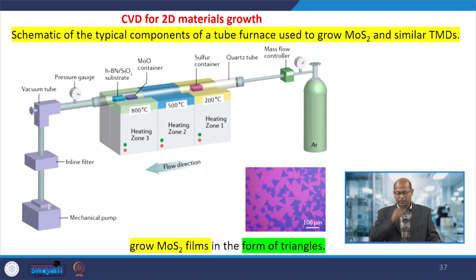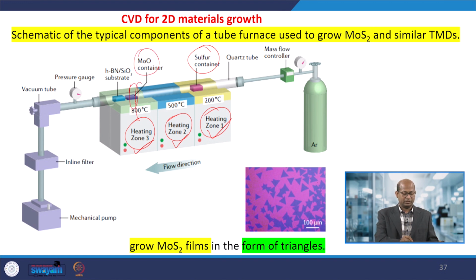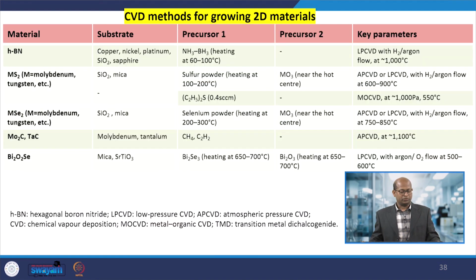So here is the basic diagram. In the CVD process there may be multiple heating zones: heating zone 1, heating zone 2, heating zone 3, and the individual zones can be controlled using controllers. Sulfur may be placed in the low temperature heating zone, and metal oxides in the high temperature zone. Then when the vapor passes over, the reactions take place and metal sulfide formation occurs, and that is how it grows.